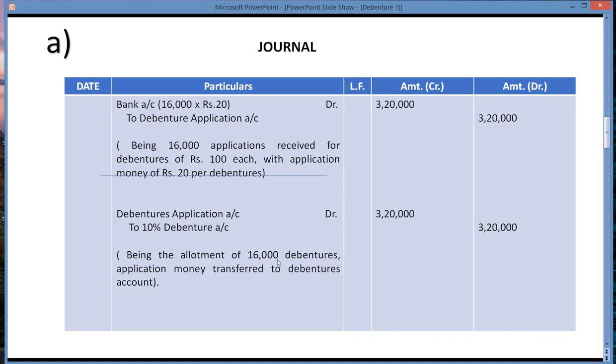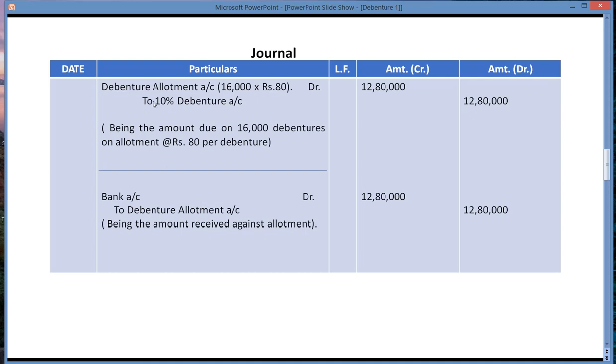So being the allotment of 16,000 debentures, application money transferred to debenture account. Is debenture allotment account debited to 10% debenture account, being the amount due on 16,000 debentures on allotment at the rate of rupees 80 per debenture. Yes, so it is 12,80,000.